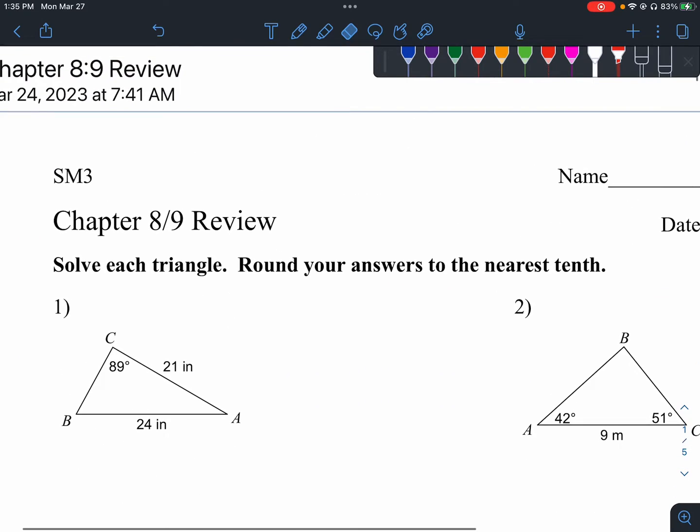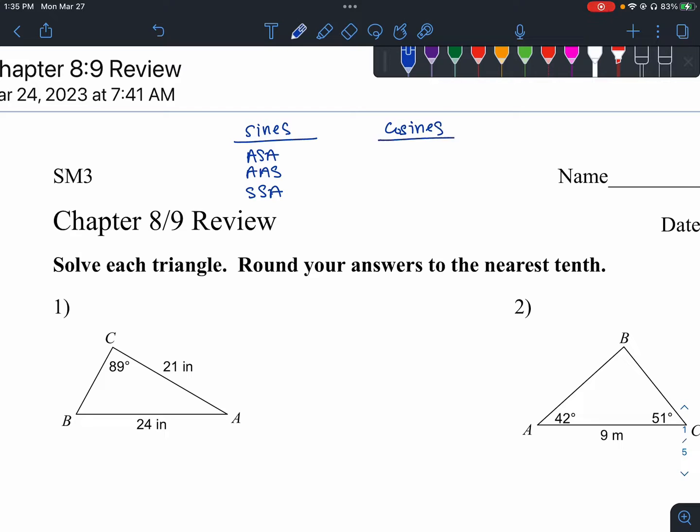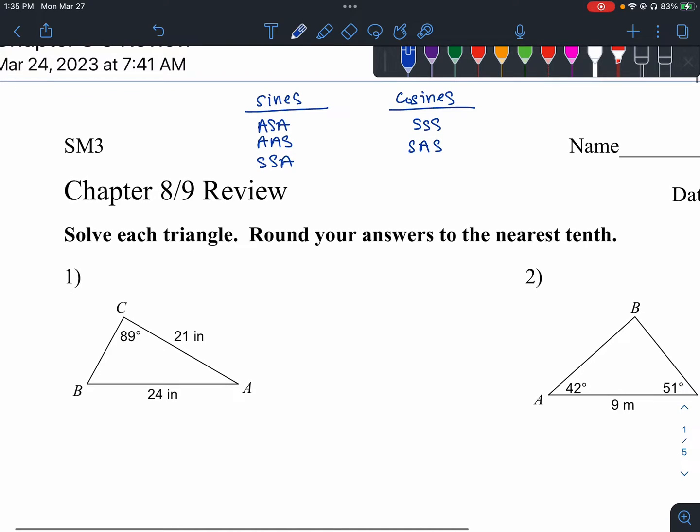In any case, just be aware that whenever you're using the law of sines and cosines, you can only use them in particular cases. Let's talk about those two cases. If we're using the law of sines, you have to have a triangle with one of three cases: angle, side, angle; angle, angle, side; or side, side, angle. And for cosines, it's either going to be side, side, side, or side, angle, side. So make sure you identify which case you're given so you know which one to use.